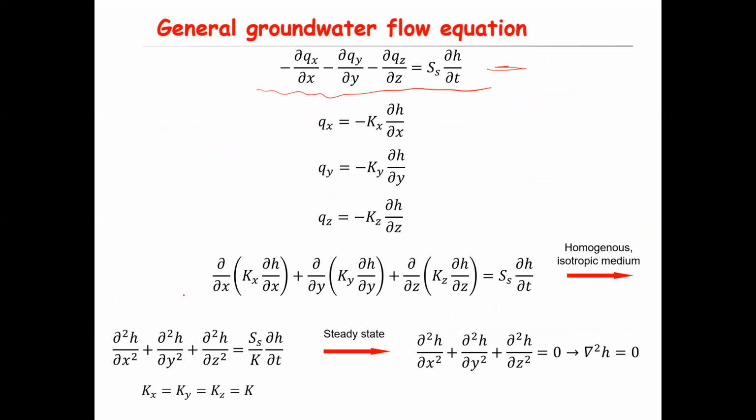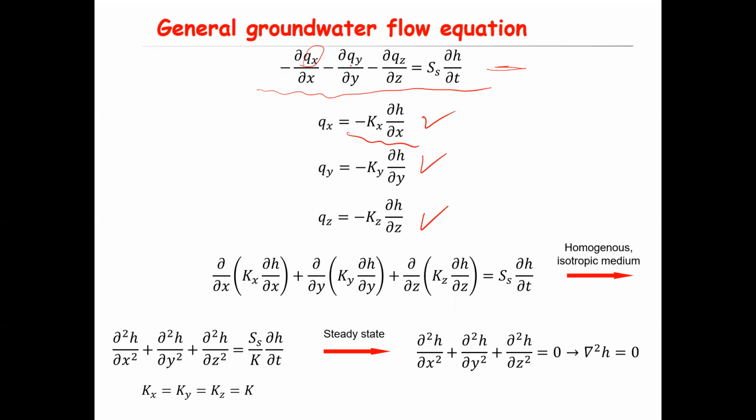Okay, anyway, so instead of Qx, I write minus Kx, derivative of h with respect to x, with respect to y, with respect to z. And then all I need to do now is, that will be minus derivative of Qx with respect to x. Instead of Qx, I write this equation. So minus times minus will be positive. So that will be derivative with respect to x, Kx, derivative of h with respect to x here.